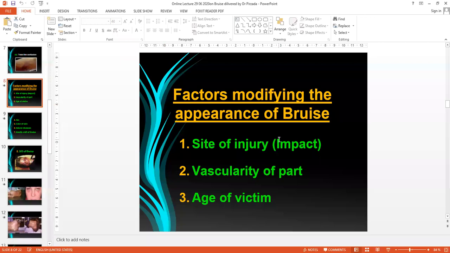Let us see the factors modifying the appearance of the bruise. There are certain factors which modify the appearance of the bruise. Number one is the site of injury or site of the impact. First, remember that there are certain bruises which appear at the site of impact, and certain bruises which appear away from the site of the impact due to gravity.